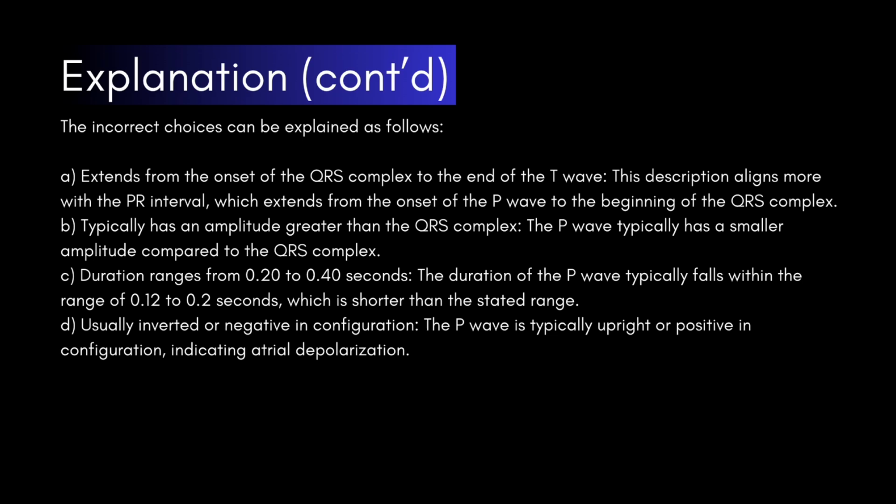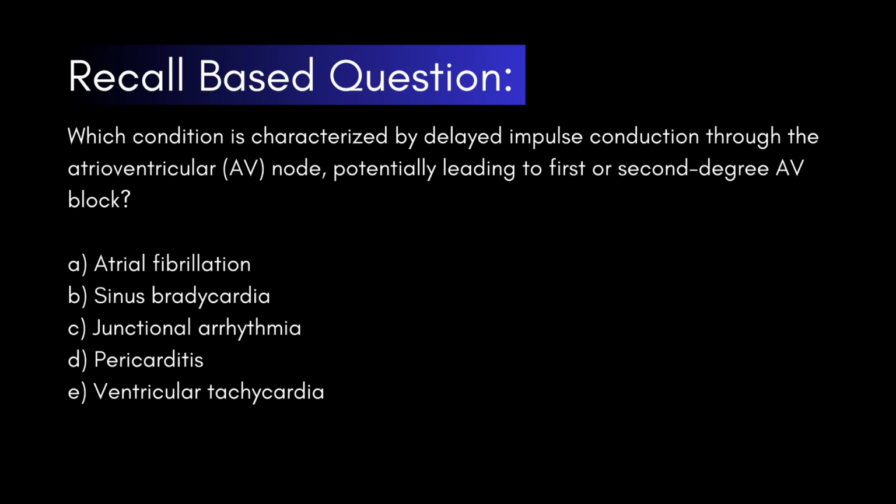C, duration ranges from 0.2 to 0.4 seconds. The duration of the P wave typically falls within the range of 0.12 to 0.2 seconds, which is shorter than the stated range. D, usually inverted or negative in configuration. The P wave is typically upright or positive in configuration, which indicates atrial depolarization. Let's go ahead and take a look at the next question. Which condition is characterized by delayed impulse conduction through the atrioventricular node, potentially leading to first or second degree AV block?